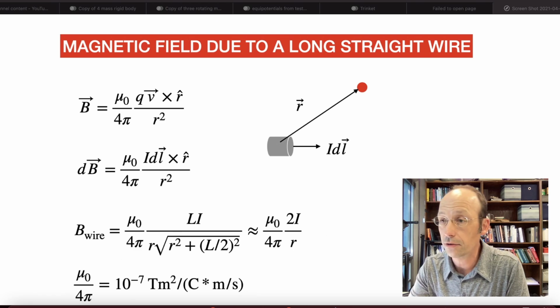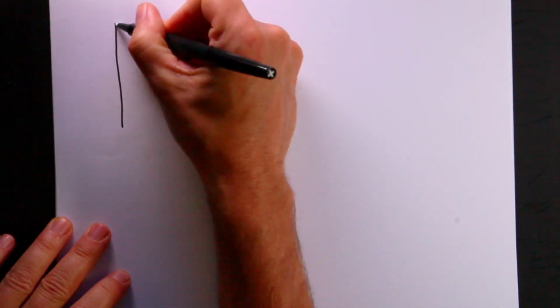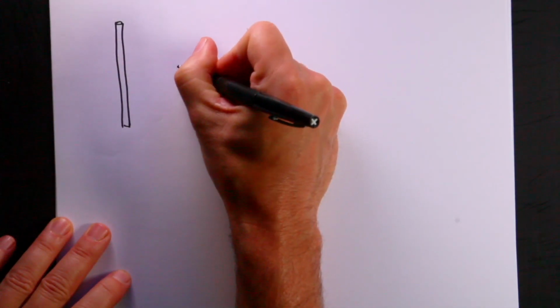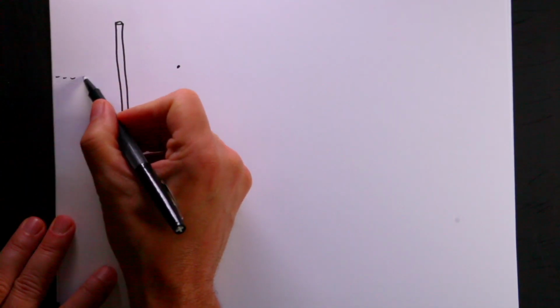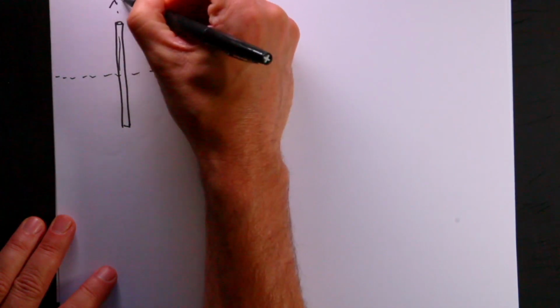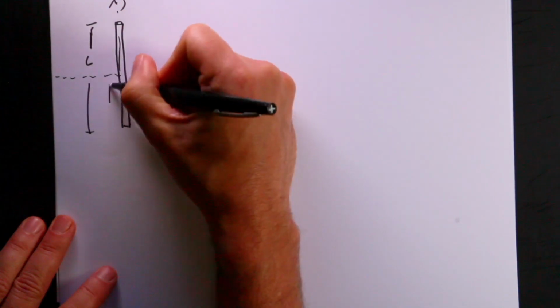Okay, so let's switch over here to paper. There we go. I had to move my camera, so things are a little bit out of line. So let's say that I have my wire right here. And I want to find the magnetic field right here. Now I'm actually going to put this on the origin. So let's call this the x-axis. Let's call this the y-axis. And then this is a length L with the current I going up.